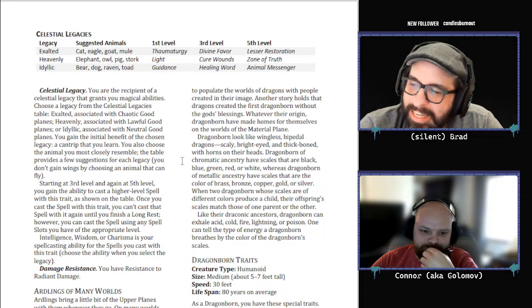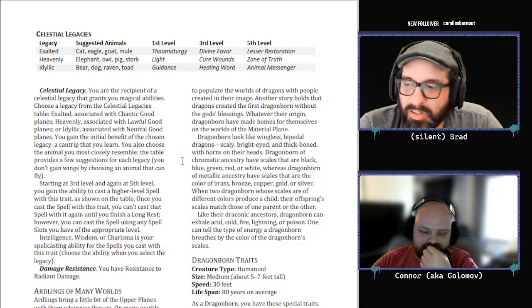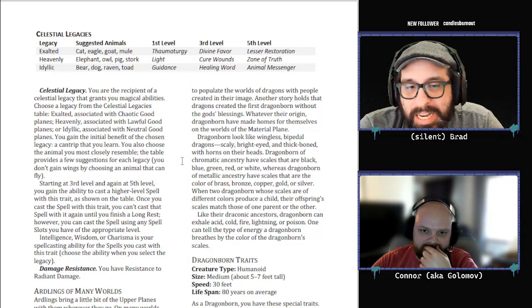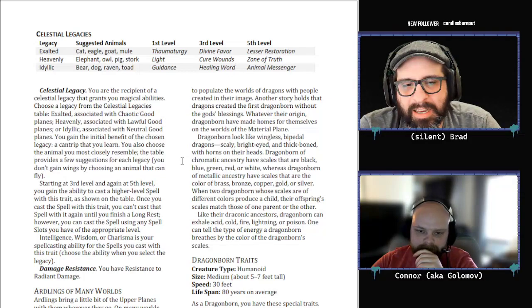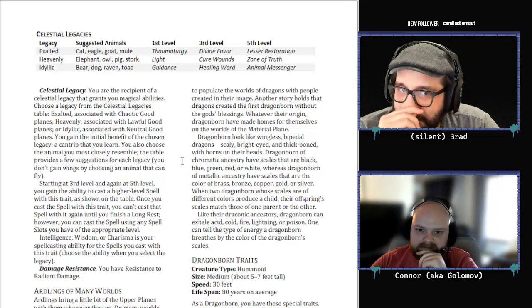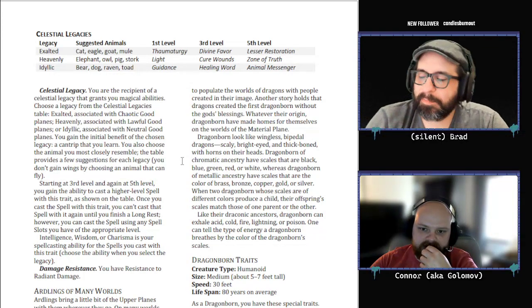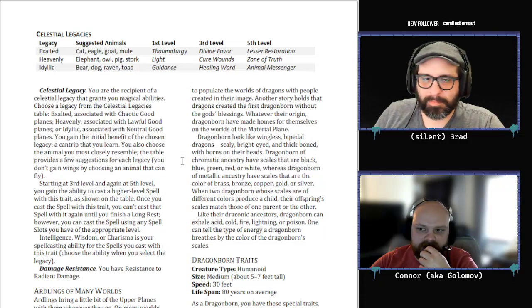And the last thing that they get is resistance to radiant damage. There's not too many creatures that deal radiant damage, so it's not exactly a big thing. Nah, that's not a big deal. That's like having resistance to wounds and whatever. Exactly. It's useful, but it's not gonna always come up.